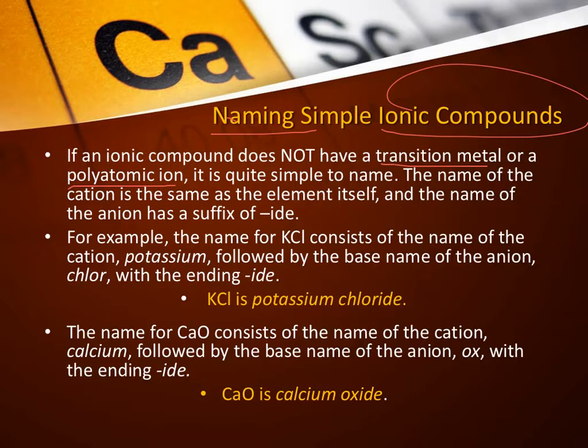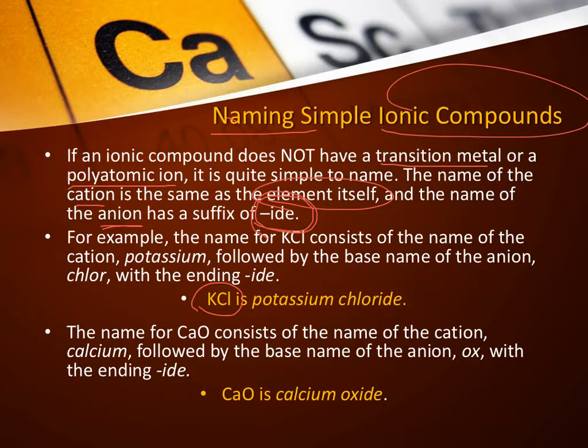You always name the cation first, and the cation has the same name as the element itself, okay? And then when you go to name the anion, it has a name that sounds pretty much like the element it's made from, except you have to make sure to use a suffix of -ide. So let's look at an example.